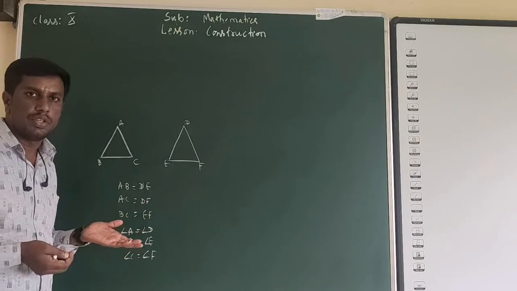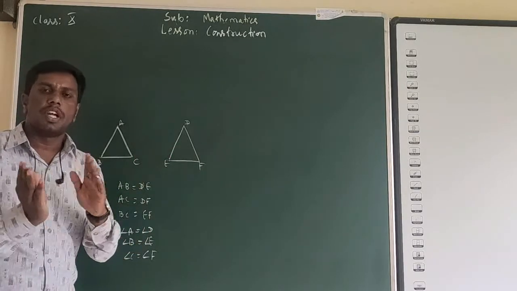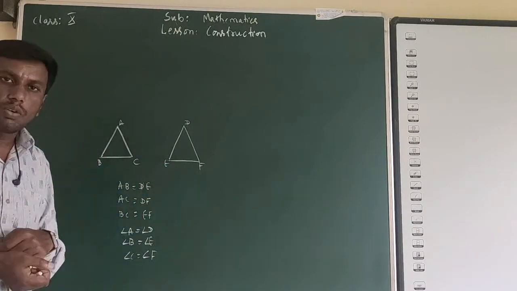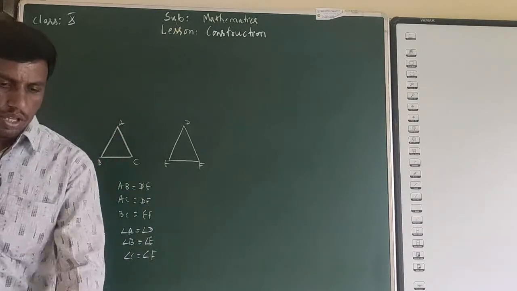Then RHS, right angle, which should be a right angle triangle. Then the hypotenuse side must be equal. Then one side along with the hypotenuse side must be equal in the triangles. So that we have studied about congruency in class 9.